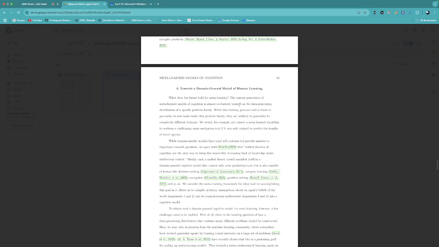While this training process enables them to generalize to new tasks inside the problem family, they are unlikely to generalize to completely different domains. We would, for example, not expect a meta-learned algorithm to perform a challenging maze navigation task if it was only trained to predict the lengths of insect species. And so this turns to the basis for cognitive modeling and domain-specific modeling.